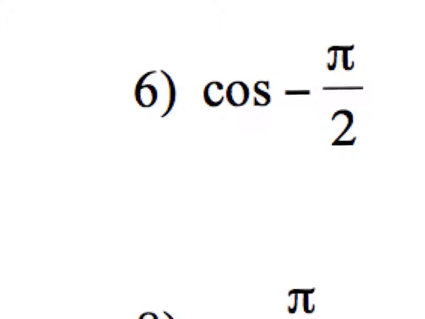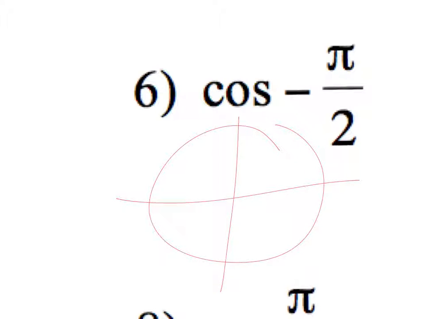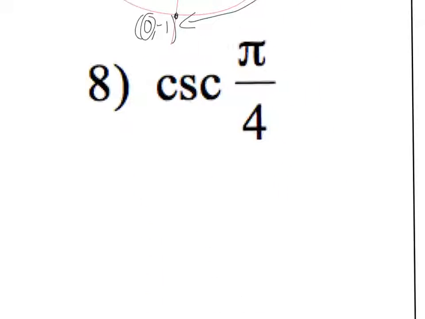Here we go. Cosine of negative pi over 2. Negative pi over 2 is here. Again, I tend to use the coordinates for my corners. Cosine here is going to be 0 because it's the x value.